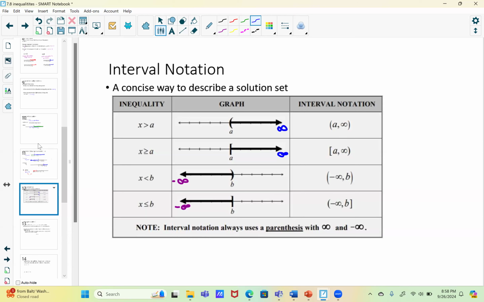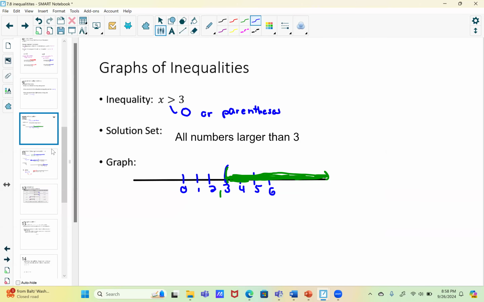Okay, so we're going to go back and write the interval notation for the ones that we did before. So if I want x is greater than 3, and it helps to graph it, to do the interval notation, what I would do is I again start left to right. So my lowest value is 3, because it doesn't have the equal sign, and we use a parenthesis here, then a comma, and then we put positive infinity because it's going to the right towards positive infinity.